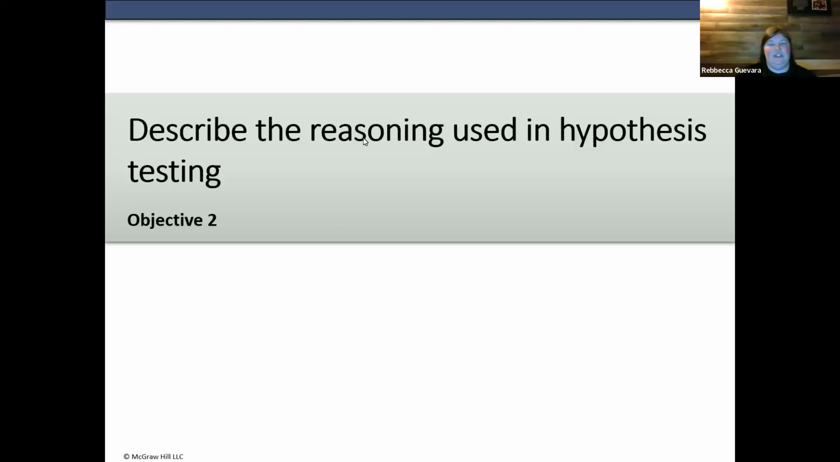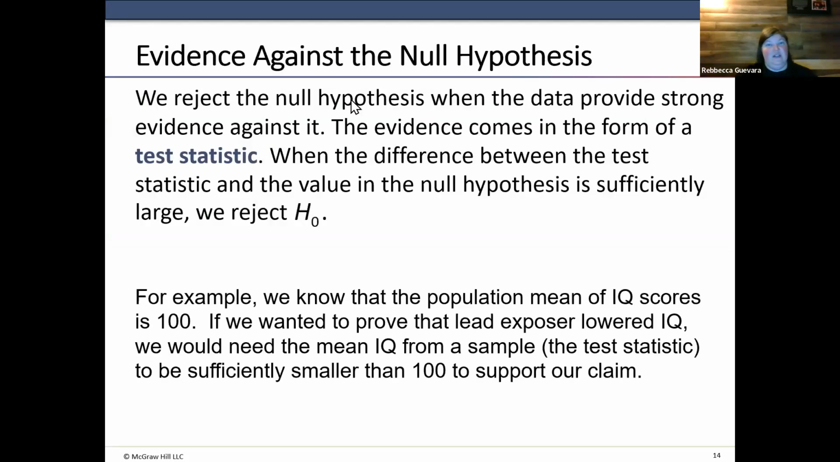All right, so we're going to describe the reasoning used in a hypothesis test. What we do is we look at a test statistic. So we're talking about a z-score or a t-score when we talk about a test statistic. And when we looked at z-scores and t-scores, we can assess a probability to those scores. So we can use that probability to look at how likely it is that an event is what it is. That's really the idea here.